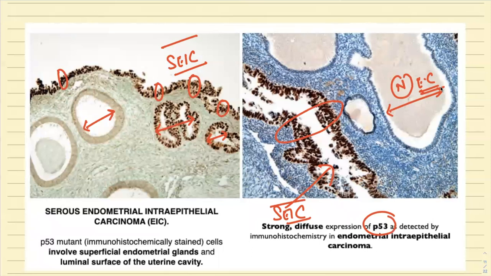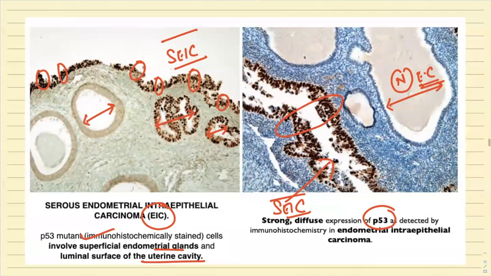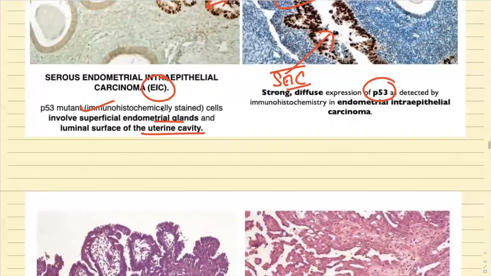Yes. So this is the SEIC lesion, which has involved the superficial endometrial glands and the luminal surface of the uterine cavity. So the endometrial lining of the cavity, as well as the superficial endometrial glands, have been involved by SEIC. But the stroma is not yet involved, so we are not calling it a serous carcinoma. And over here, we have seen strong and diffuse P53 staining.